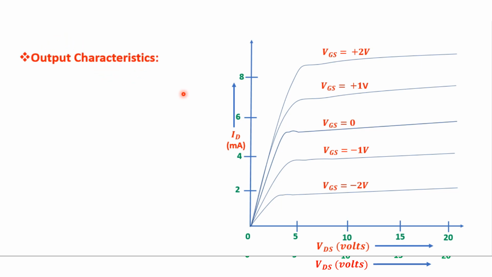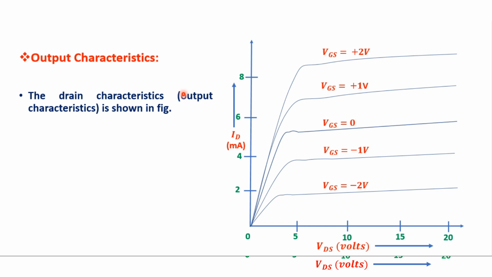Output characteristics. The variation of drain current with respect to drain to source voltage, keeping gate to source voltage constant at some fixed value, we call output characteristics, or you can also call it the drain characteristics, which is shown by this figure. Here on the x-axis we have taken drain to source voltage, whereas on the y-axis we have taken drain current, and these are the different values of gate to source voltage: here it is -2 volts, this is for -1 volt, and this is for gate to source voltage equal to 0.